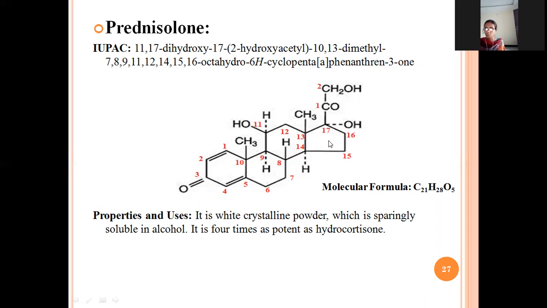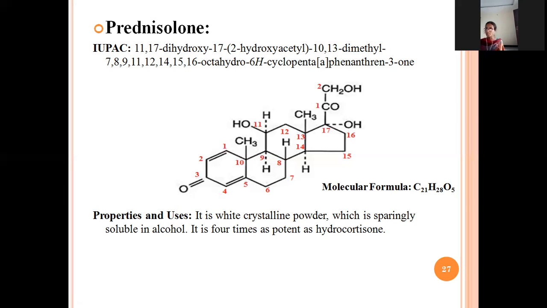This is the cyclopentane. Here in third position oxygen is there, and in 11th position and 17th position hydroxy group is there. In 10th and the 13th position methyl groups. In 17th position 2-hydroxyacetyl is there. See here, 11 comma 17 dihydroxy, 17 hydroxyacetyl, 10 comma 13 dimethyl cyclopentane phenanthrene 3-one. This is the structure and IUPAC name.